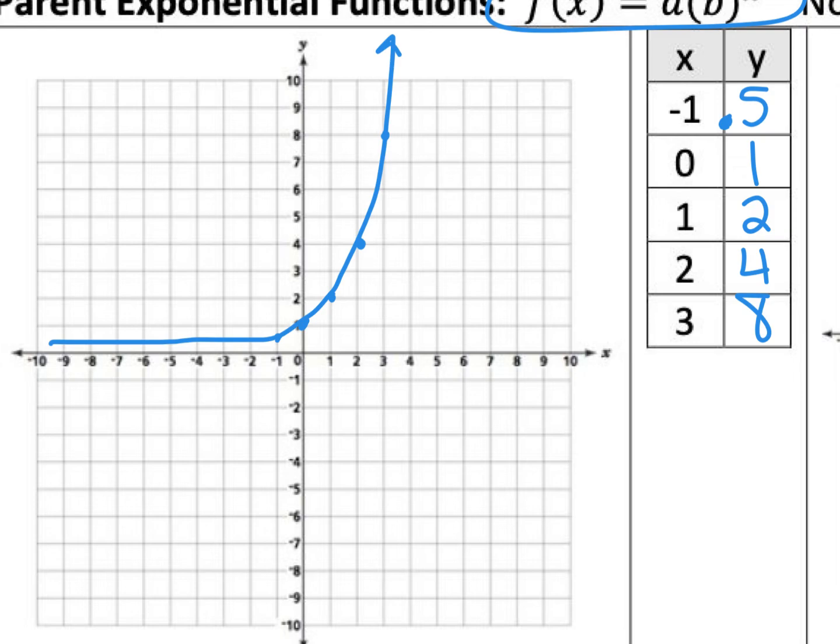Okay, and it actually crosses it. So when you draw your picture, make sure you do that. Things I want you to realize when we look at this, okay? We've got, it's going up. So this is going to be what we call a growth, because our graph is increasing.